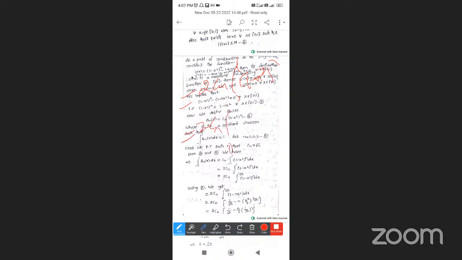2Cn, integral from 0 to 1 of (1 minus x square) whole power of n dx. Using the inequality 3, for n greater than or equal to 2, this is greater than or equal to 2Cn integral from 0 to 1 by root n of (1 minus n x square) dx, which is 2Cn into x minus n x cube by 3 from 0 to 1 by root n. Here 1 by root n is a whole cube, that is the cube root, so we simplify that.